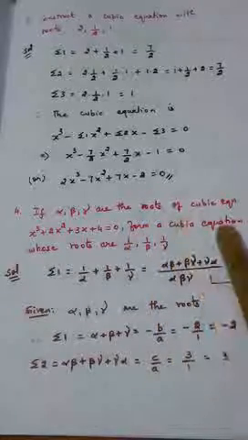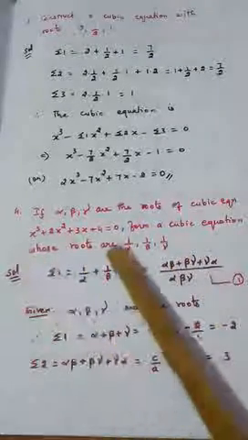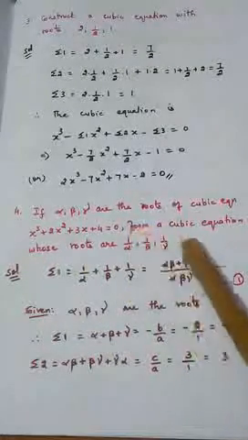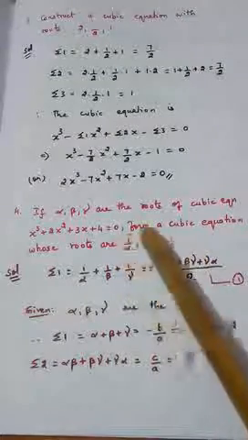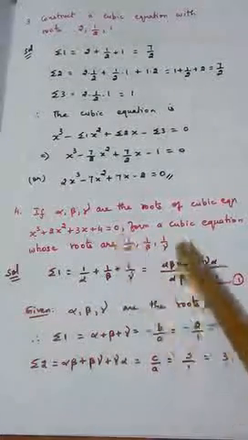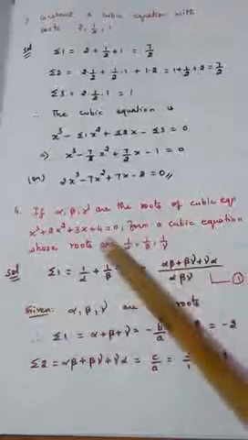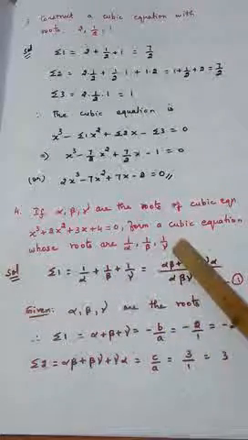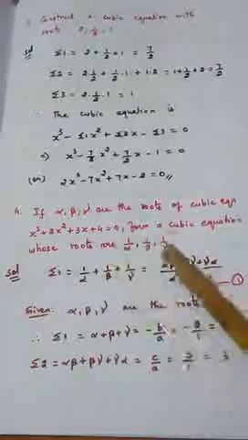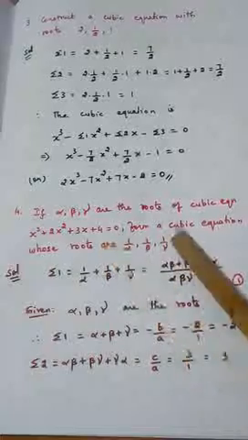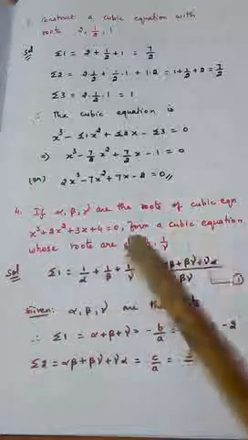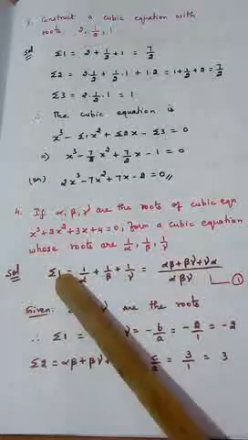Form a cubic equation whose roots are 1 by alpha, 1 by beta, 1 by gamma. So what is the equation which has these three other roots? 1 by alpha is one root, 1 by beta is another root, 1 by gamma is the third root. What is the equation for these three roots? That is the question.